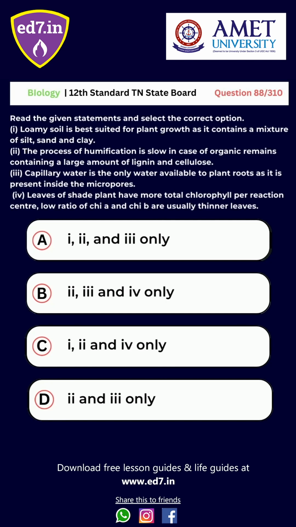1. Loamy soil is best suited for plant growth as it contains a mixture of silt, sand and clay. 2. The process of humification is slow in case of organic remains containing a large amount of lignin and cellulose. 3. Capillary water is the only water available to plant roots as it is present inside the micropores. 4. Leaves of shade plants have more total chlorophyll per reaction center. Low ratio of Ca and Cp are usually thinner leaves.